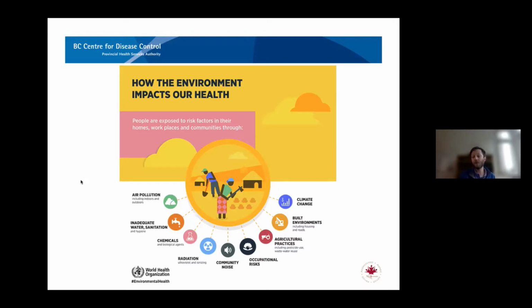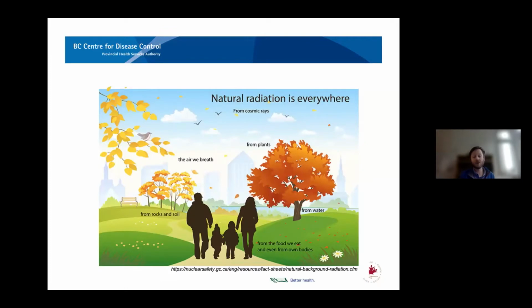So today we're going to be focusing in on one of those, on radiation, that you can see on this diagram here. Now, radiation is everywhere, as this nice graphic from Health Canada shows us, whether it's from cosmic rays from space, whether it is from radioactive particles that make their way into our food supply, our water supply, and a key one that's not shown on here is ionizing UV radiation.